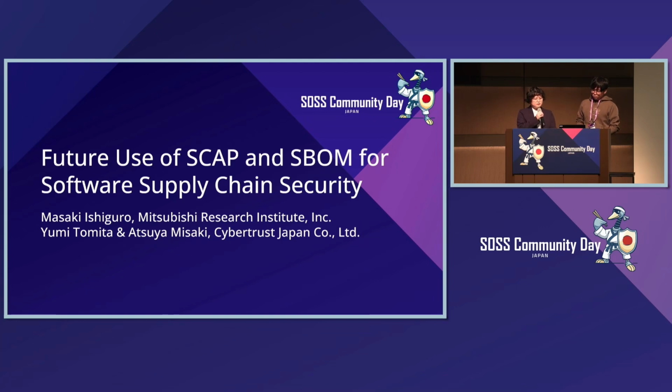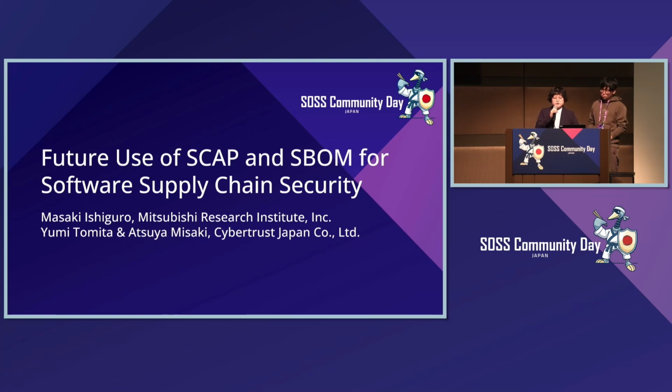And today we have another speaker, but he couldn't be here, so I will play his video. Today we have a presentation, future use of SCAP and SBOM for software supply chain security. Supply chain security is becoming more important in Japan. It is important to have a system to objectively ensure security throughout the supply chain, regarding organizations, systems, products, services, data, etc., with respect to trading partners and other stakeholders.